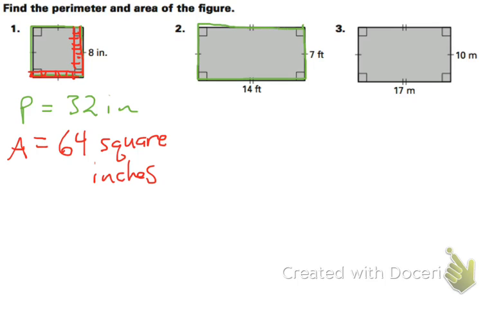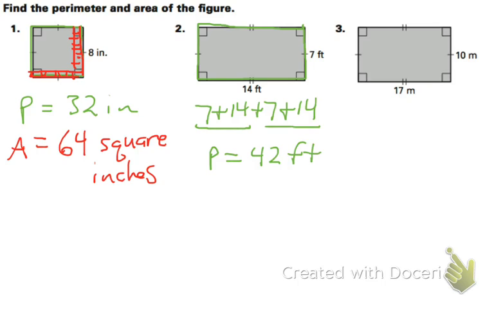The next problem, to find the perimeter, walk 7 feet plus 14 feet plus 7 feet plus 14 feet for a total of, let me see, 7 plus 14 plus 7 plus 14. This right here is 21, which means that this is also 21. And so 21 plus 21 is 42. So the perimeter equals 42 feet.